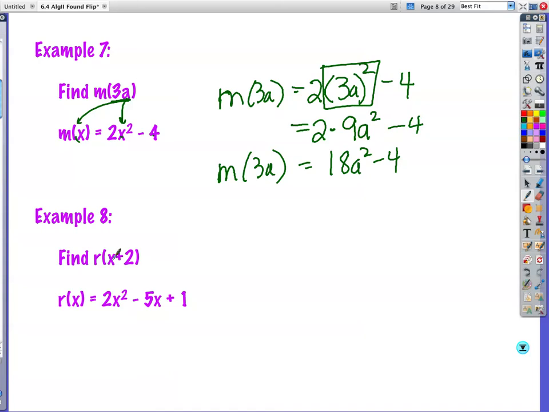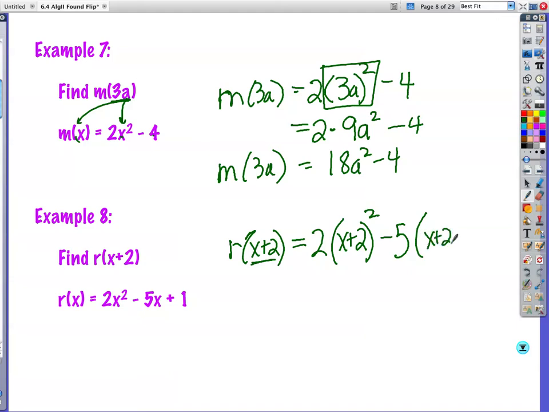All right, here's my r of x. There's my function. So I'm going to write x plus 2 every time I see an x. So I write the 2, put parentheses, x plus 2 squared. Then I have minus 5x, but I don't write x. What do I write instead? I write x plus 2. And then I have plus 1 at the end. Now I just have to do the math. Write this out twice and FOIL.